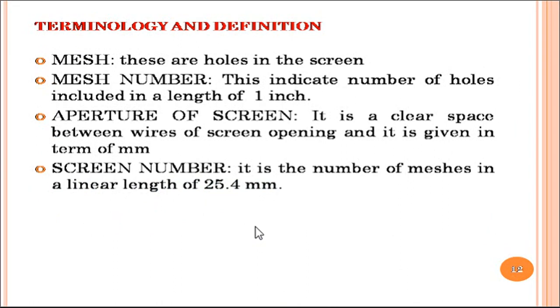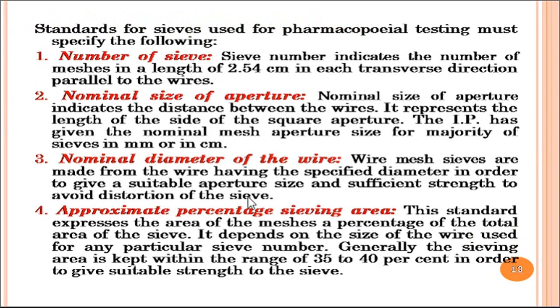Now before going into the sieve method, we should understand the points we already talked about: mesh number, aperture of screen, and screen number. They should be distinguished from each other by how the words are taken into consideration. So you should keep in mind these particular things, the numbers of sieve as per the Indian Pharmacopoeial standard.